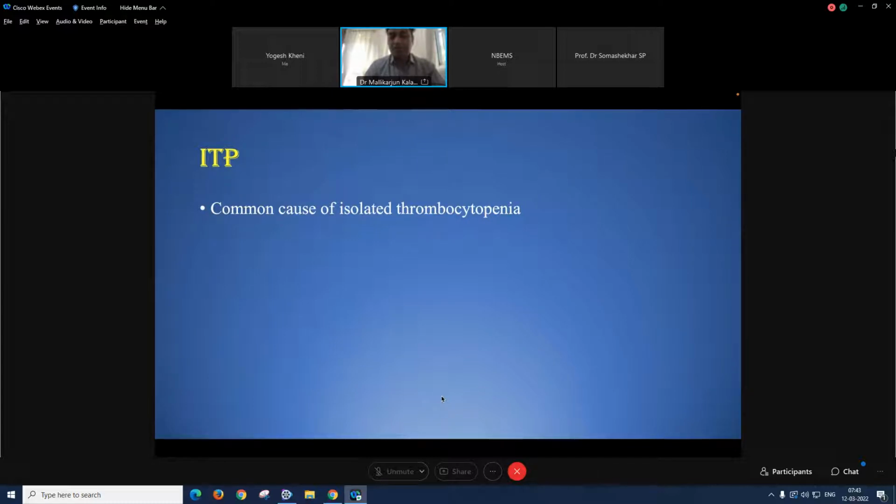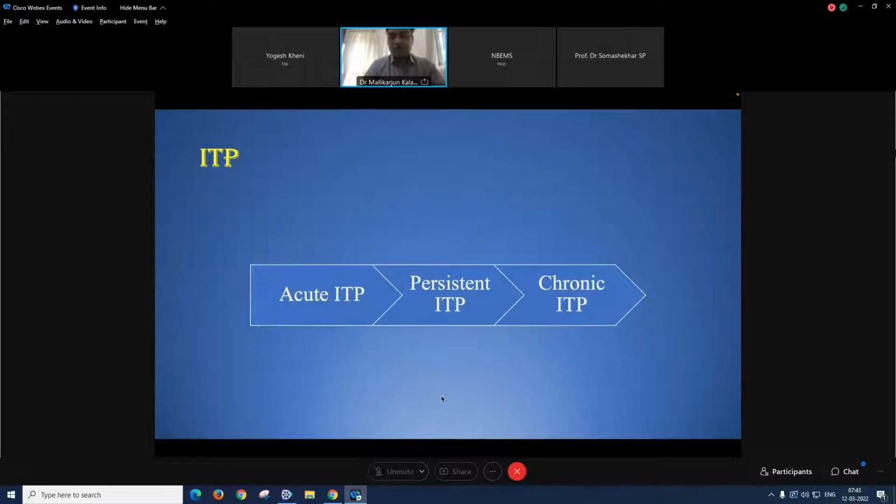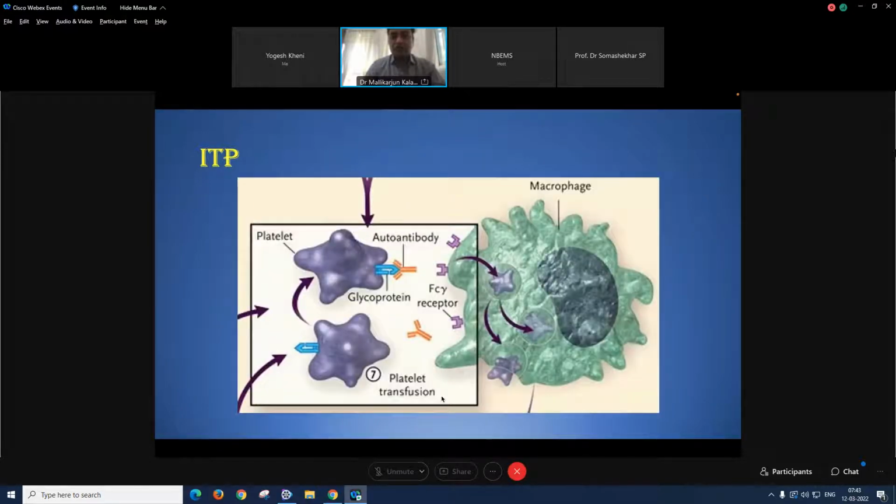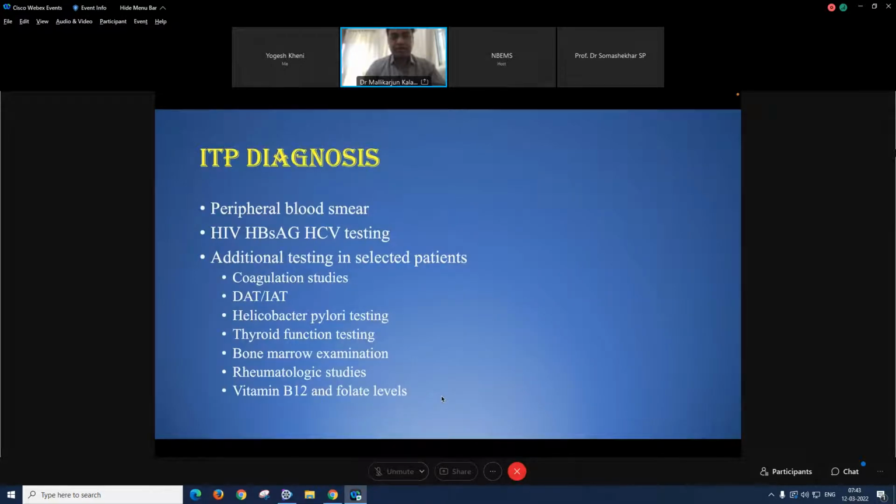Typically, despite platelet count being low, patients are indeed very stable. It is a diagnosis of exclusion, and it can be classified as acute, persistent, and chronic ITP based on the duration. And we know the pathophysiology. Essentially, what happens here is the antibody-coated platelets are engulfed by macrophages, oftentimes in the spleen, and hence one of the things that we used to do for several years before was splenectomy for patients with refractory ITP.